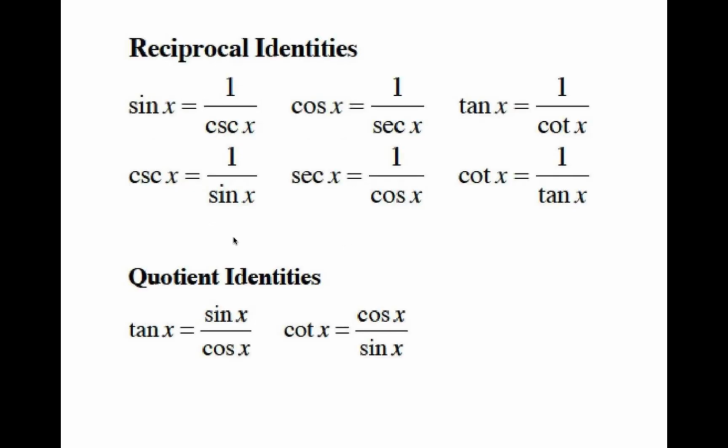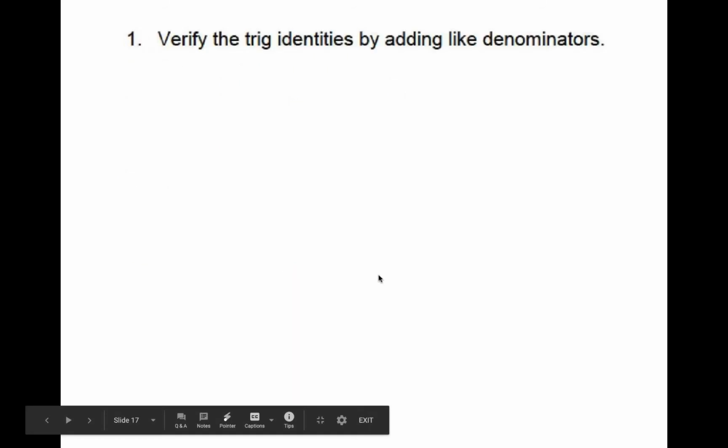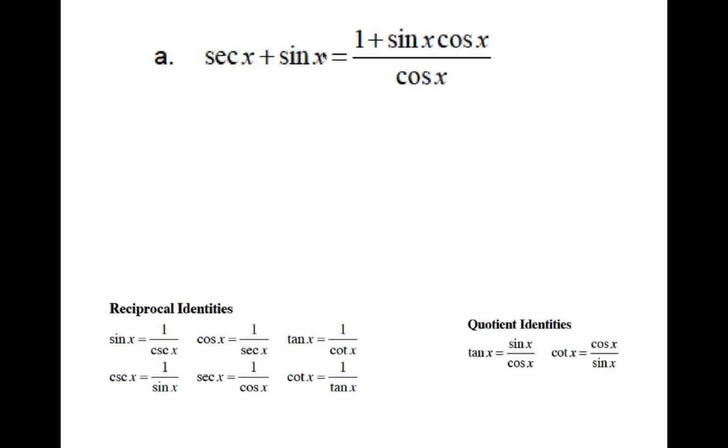And then just a reminder, we learned the reciprocal identities and the quotient identities in the day before. And remember, I don't use this top row or this last one. So I'm using these two here and these two here. That's about it. So number 1 says to verify the trig identities by adding like denominators.